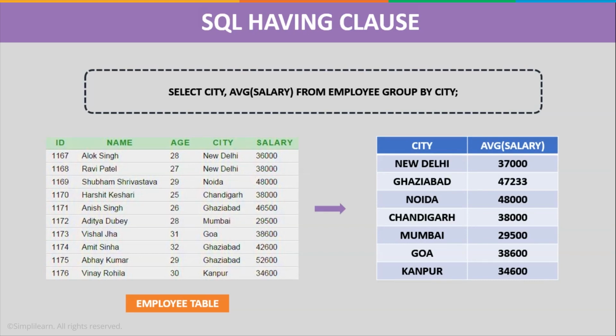Now we have New Delhi that is being repeated twice, which is 2 records, and Ghaziabad. New Delhi has 2 records with salaries of 36,000 and 38,000. If you consider the average, it is basically 37,000. Similarly for Ghaziabad, we have 3 records which have salaries 46,500, 42,600, 52,600. When you calculate the average, it is showing us 47,233.